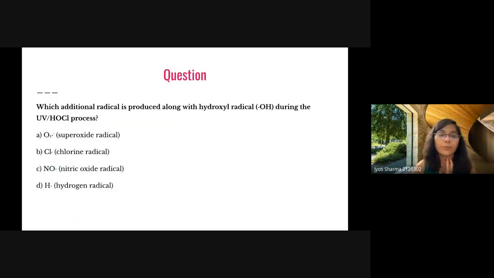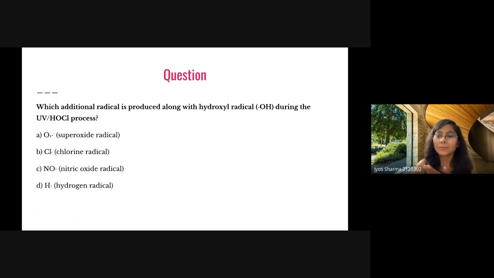Okay, so which additional radical is produced along with the hydroxyl radical during the UV/HOCl process? So in place of hydrogen peroxide, if we are using HOCl to produce the hydroxyl radical, then what additional radical will be produced along with that? So we have peroxide radical, chlorine radical, nitric oxide radical, and the hydrogen radical. Obviously, if it is HOCl, then chlorine will go somewhere, right?